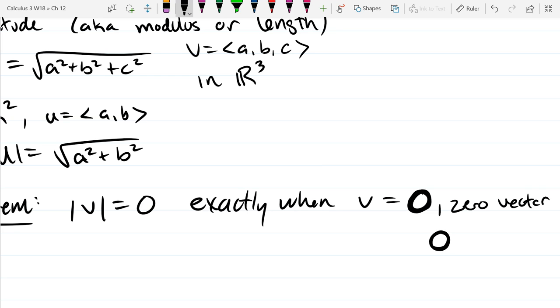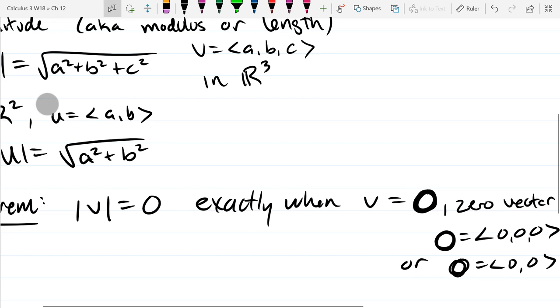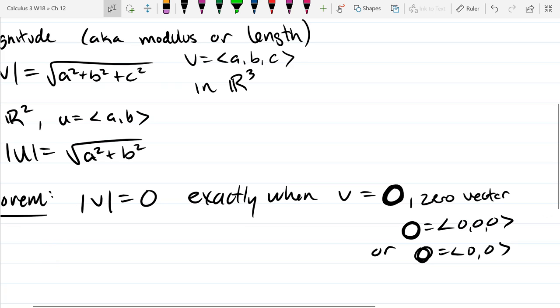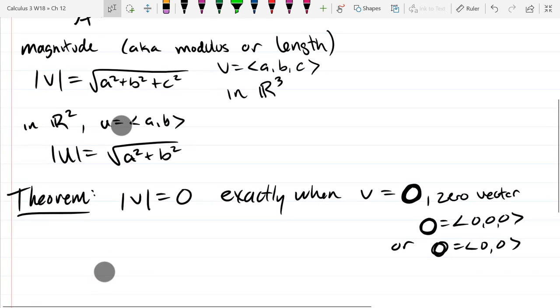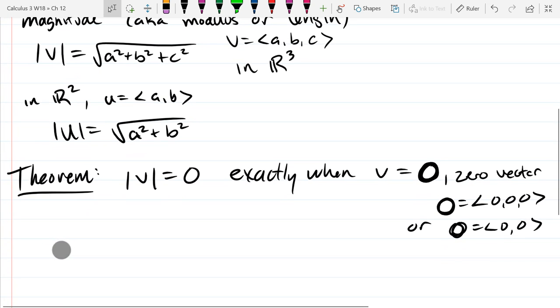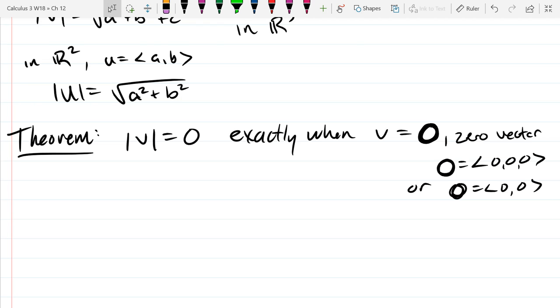And the zero vector either is 0, 0, 0, or if you're in two dimensions, this zero vector is just 0, 0. Of course, if you're in four dimensions, it's 0, 0, 0, 0. It's whatever dimension that the vector lives in. All right, so if the length is 0, you know that the vector has to be 0 itself. So less than or greater than? Oh, I didn't talk about those yet.